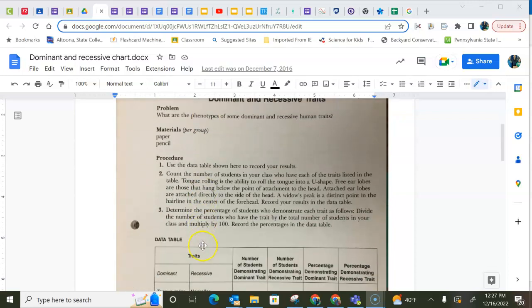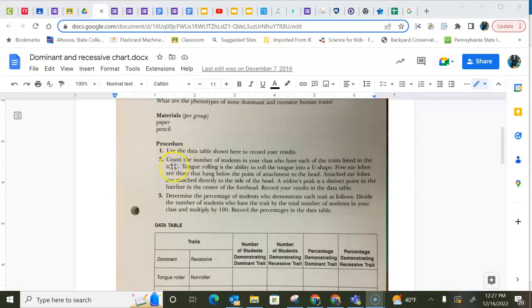You can do it right in here, just click on the pen button in your iPad and write it right on this paper. You're going to record your results down below here. Count the number of students in your class who have the traits listed in the table.